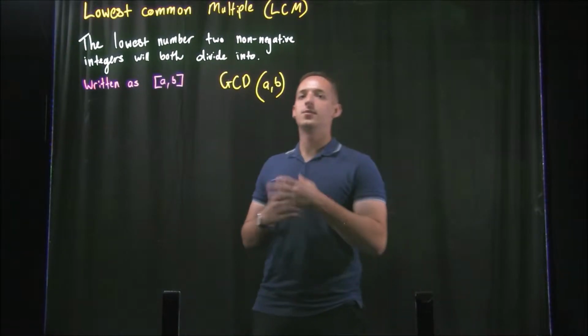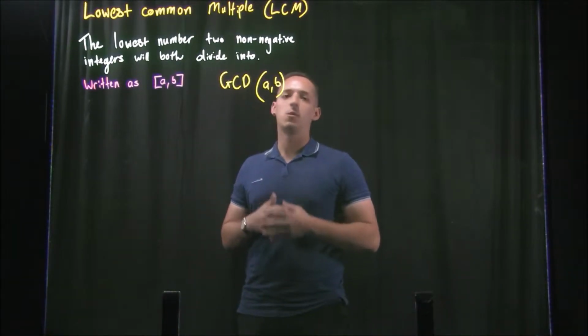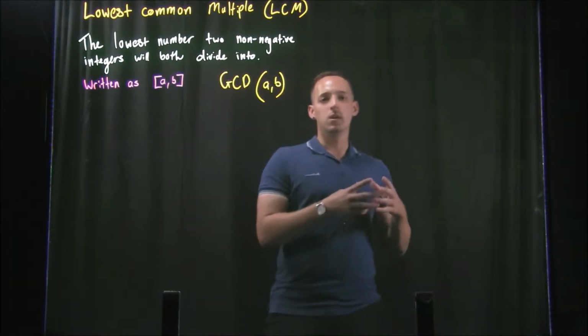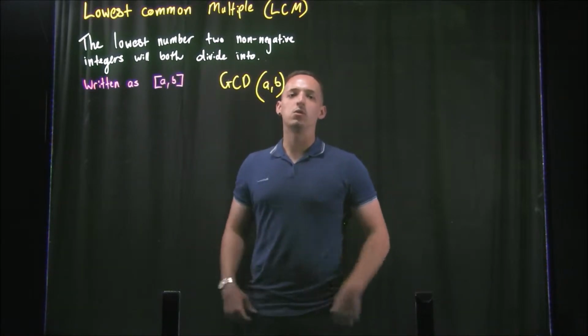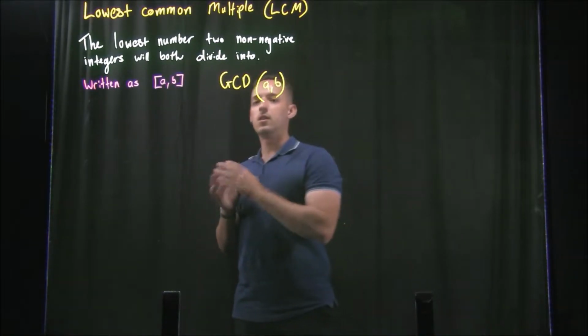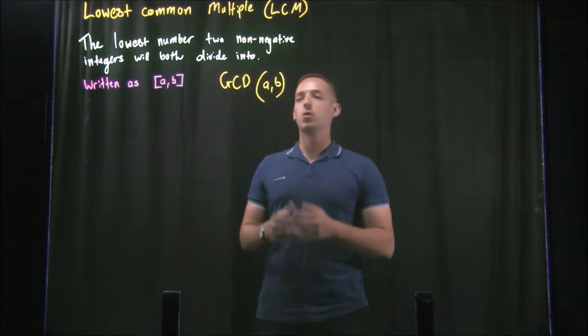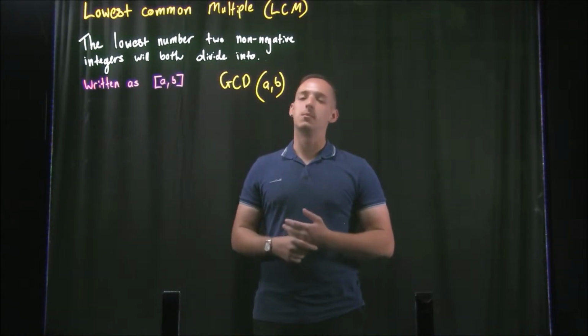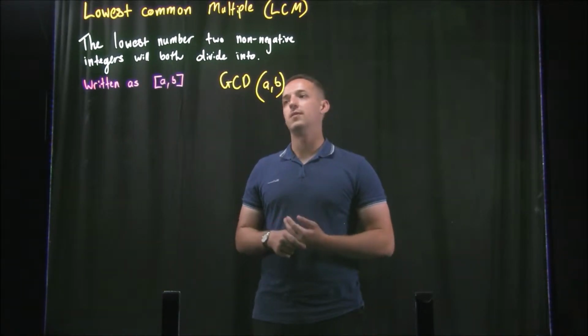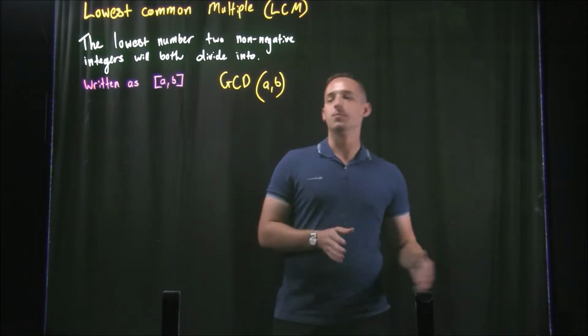Okay, so last lesson we looked at something called the greatest common divisor, and that was the biggest number that would divide into both of our integers. Now we're looking at the lowest common multiple. So this is the lowest number that two non-negative integers will both divide into.